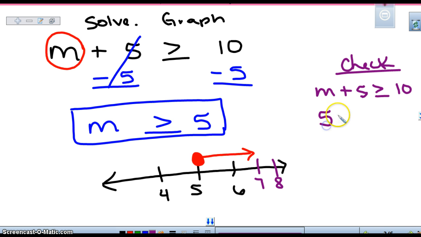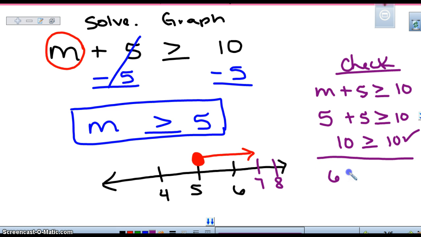So if we use 5, so we substitute m with 5, 5 plus 5 should be greater than or equal to 10. Is this true? 10 is greater than or equal to 10. Yes, this is true. If we check using 6, 6 plus 5 is greater than or equal to 10. 11 is greater than or equal to 10. Is this true? Yes.